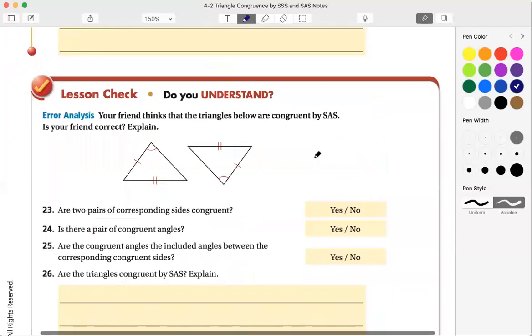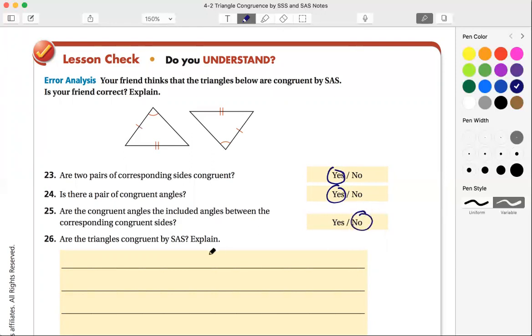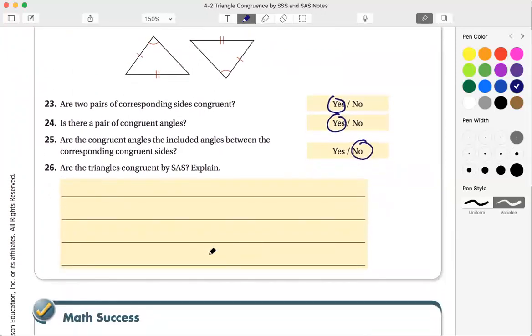So, your friend thinks that the triangles below are congruent by SAS. Is your friend correct? Well, let's check. Are 2 pairs of corresponding sides congruent? Yes. Is there a pair of congruent angles? Yes. All right. Are the congruent angles the included angles between those corresponding congruent sides? No. So are the triangles congruent by SAS? The answer would be no, they are not.